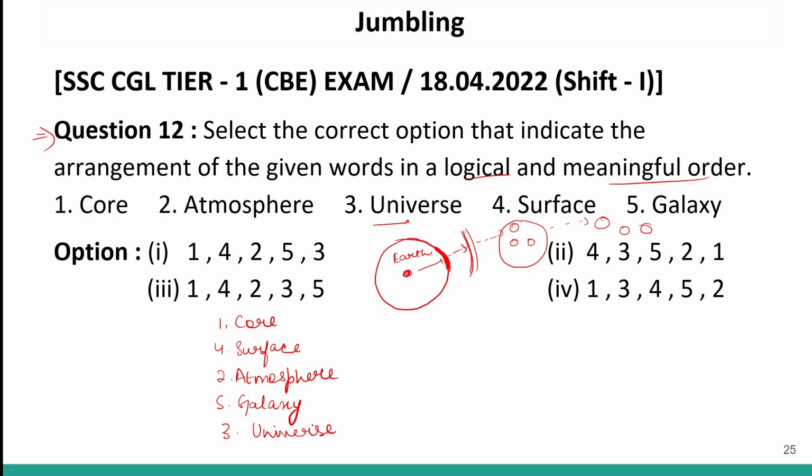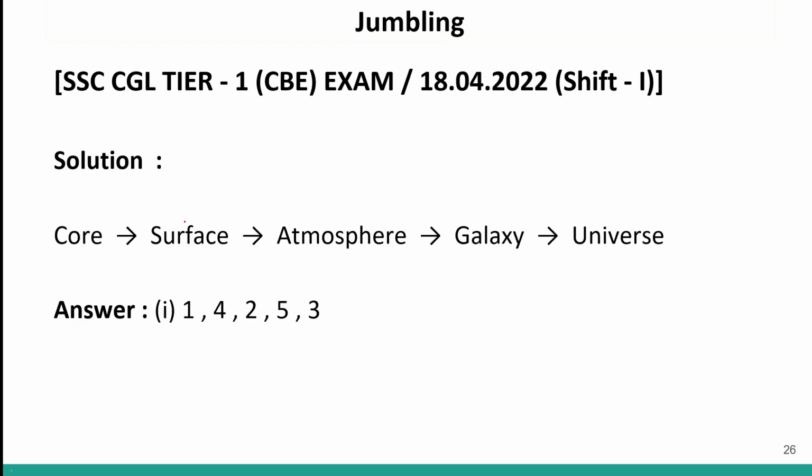The correct logic will be 14253, which is given in option number 1. So option number 1, core, surface, atmosphere, galaxy and universe will be your correct answer. Here you can see, so I'll repeat. Let's say this is Earth, right? Earth has a core. Okay?